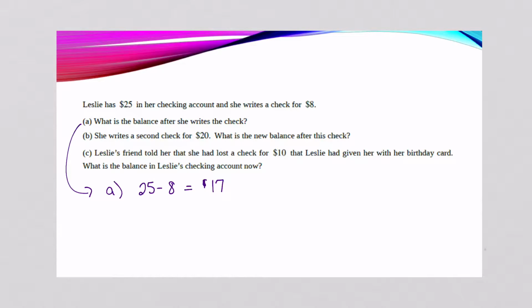She writes a second check for $20. What is her balance now? And remember, we're not talking about fees or anything like that. Yeah, if you go overdrawn, your bank is going to charge you a fee. So 17 minus 20, she now has negative $3 in her account. But Leslie's friend on part C told her that she lost her check for $10 that Leslie had given her for her birthday. What is the balance in her account now? So we've got negative 3 plus 10, which is positive 7.